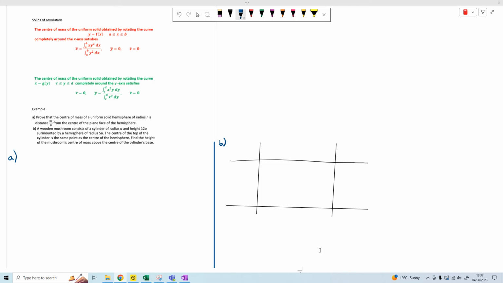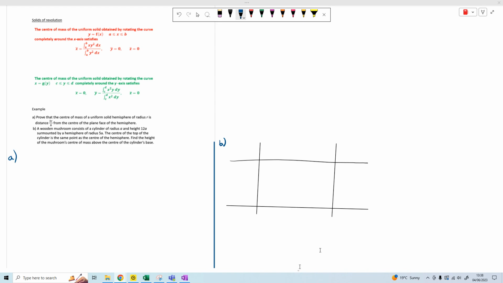Okay, for the second video, we're going to look at solids of revolution, and then we're also going to look at how we find the centre of mass of a solid, and from a certain plane and things like that. So the first bit is solids of revolution.